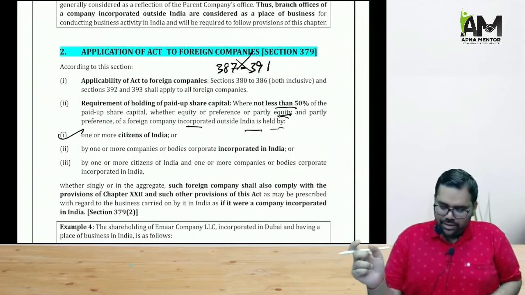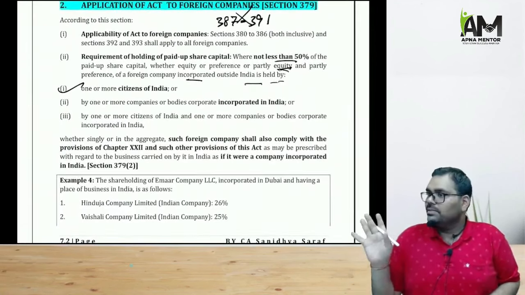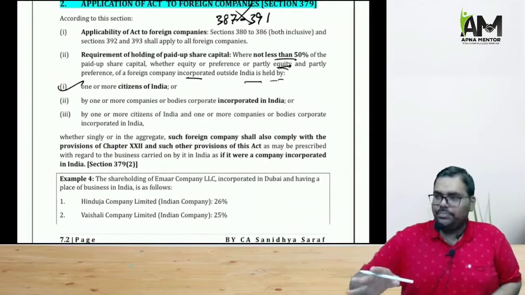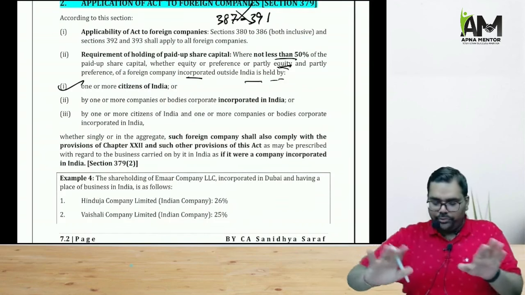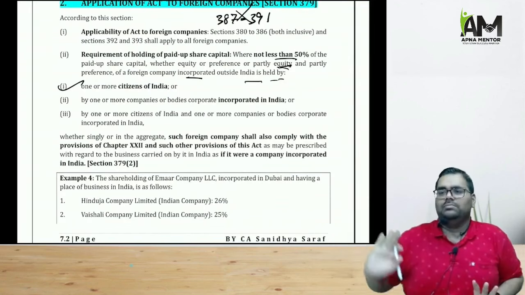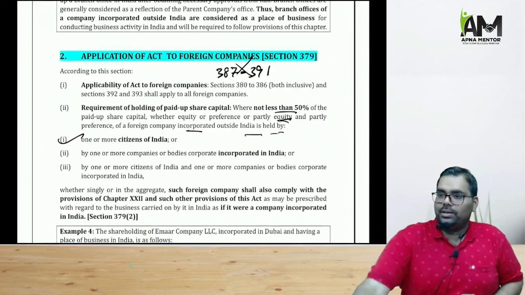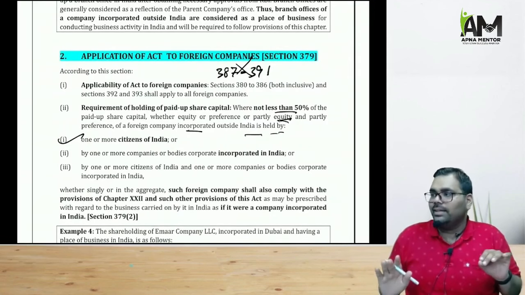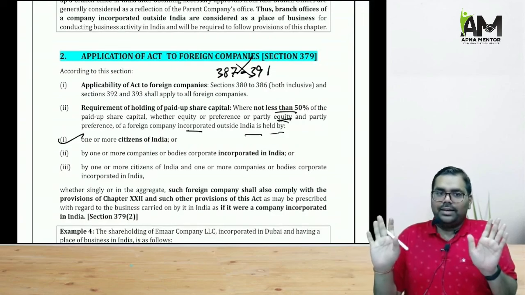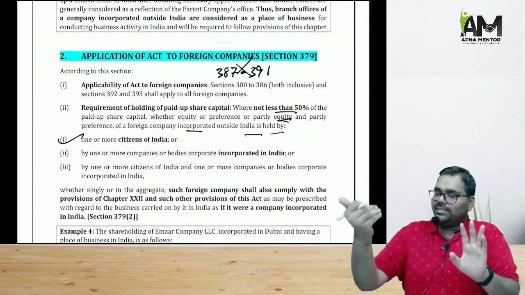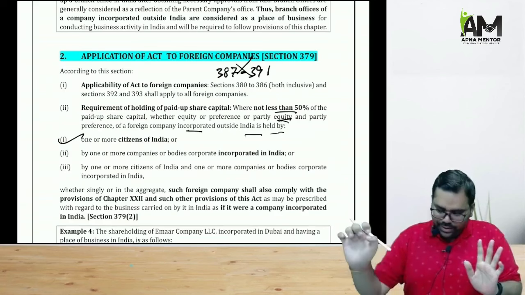Because what they are saying is that if at least 50% of the paid up share capital of the foreign company is held either by Indian citizens or the body corporate in India or the Indian company, or jointly by them, anyhow, even if there is one particular foreign company doing business where Shah Rukh Khan is holding 10%, Sanidhya Saraf is holding 10%, Reliance is holding 10%, Infosys is holding 10%, Tata is holding 10%, ultimately the holding is by Indians, whether an Indian citizen, an Indian company or an Indian body corporate.